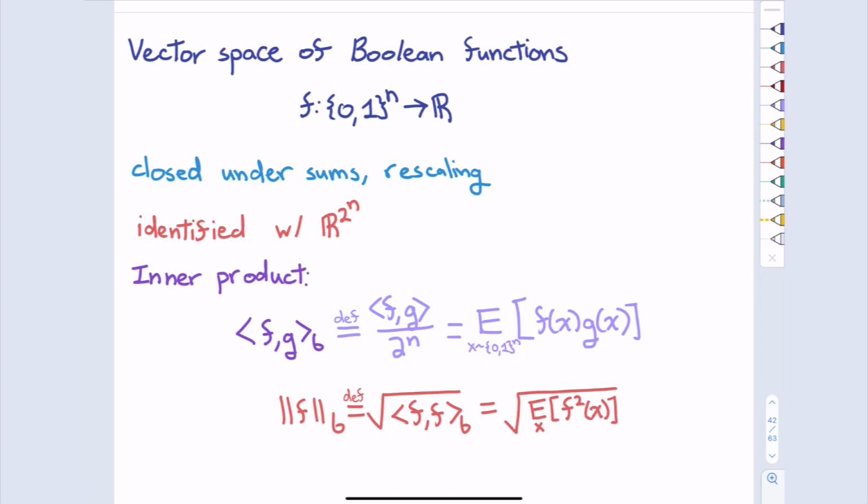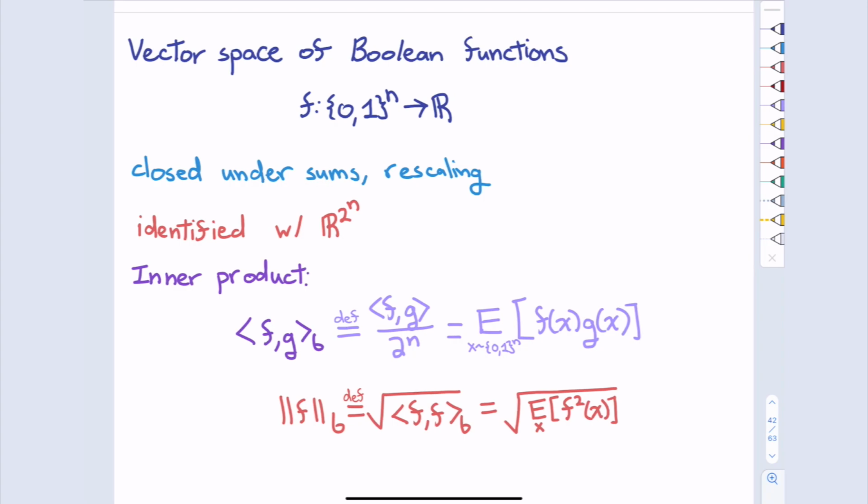You just want to focus on Boolean functions that take as input a bit string and output a real value. What's great about this is that it's closed under sums and rescaling. If I have two Boolean functions, I add them up, I have another Boolean function. If I multiply one by 10, I have another Boolean function. You could think of them as vectors in 2 to the n dimensional space, the truth tables: for every possible input, you write down the answer.